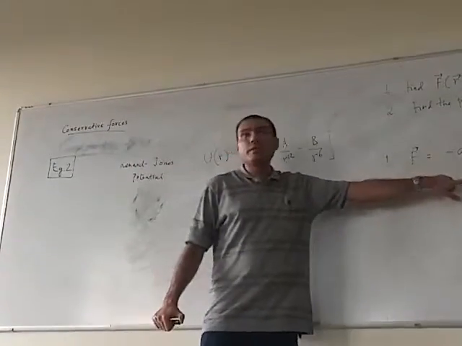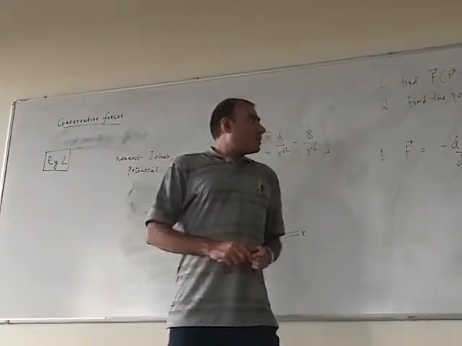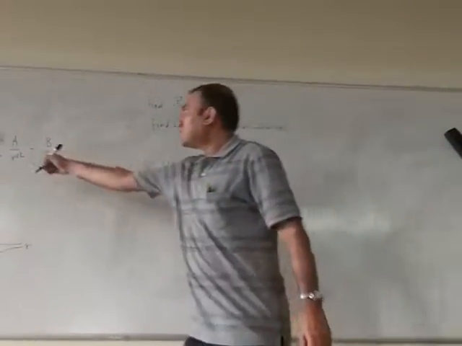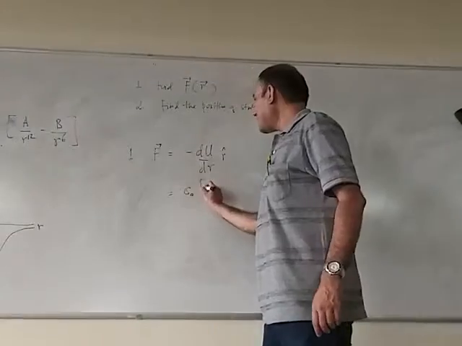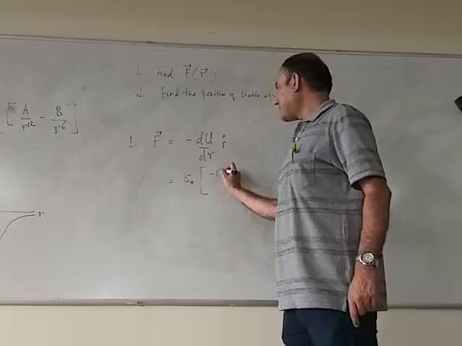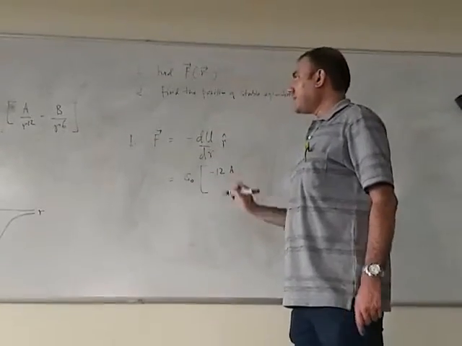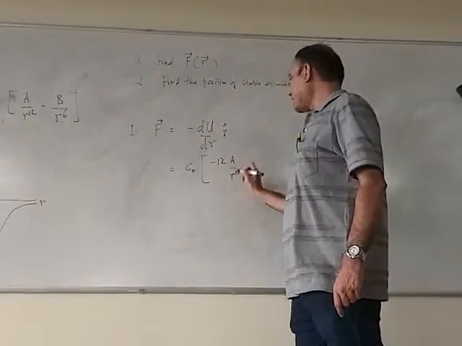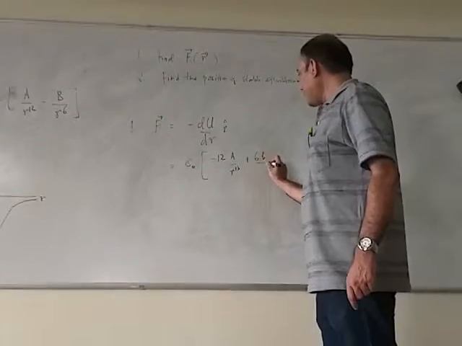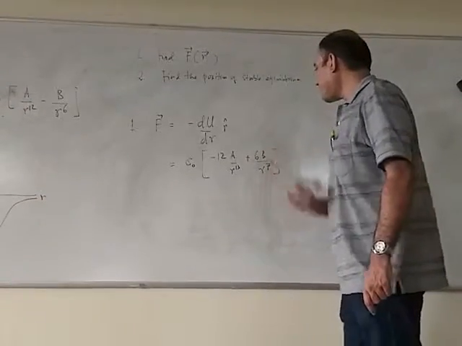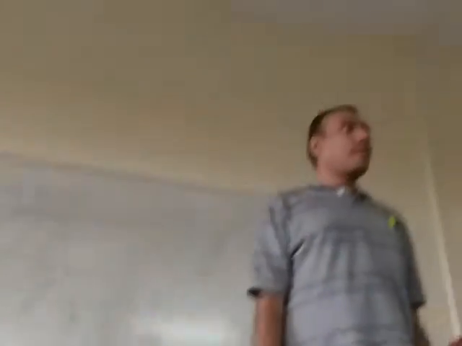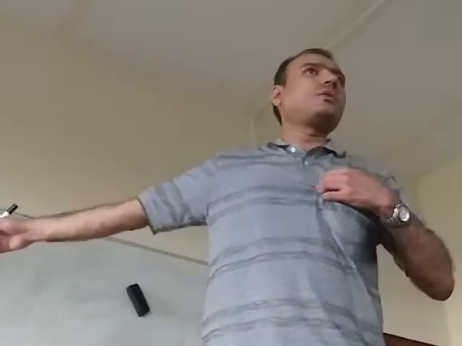So this is the symbol. It's minus dU/dr. So it's just an exercise of taking derivatives. Sigma naught stays as it is. And what do you get from this one? Minus 12a over r to the power 13 plus 6b over r to the power 7, along with r hat. So this is just the force. It was just a one-line exercise.